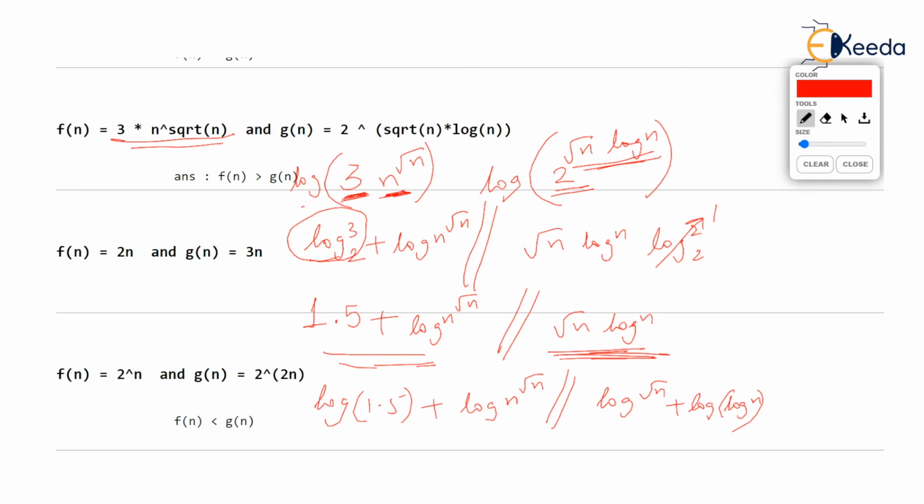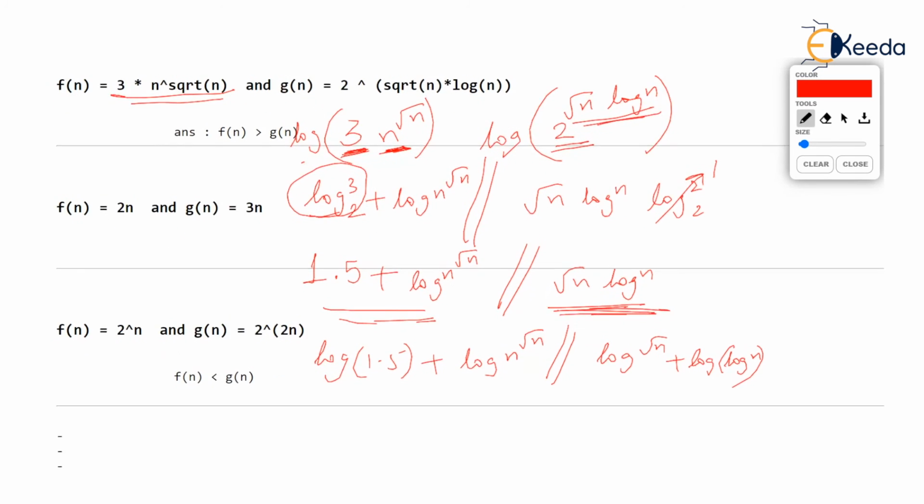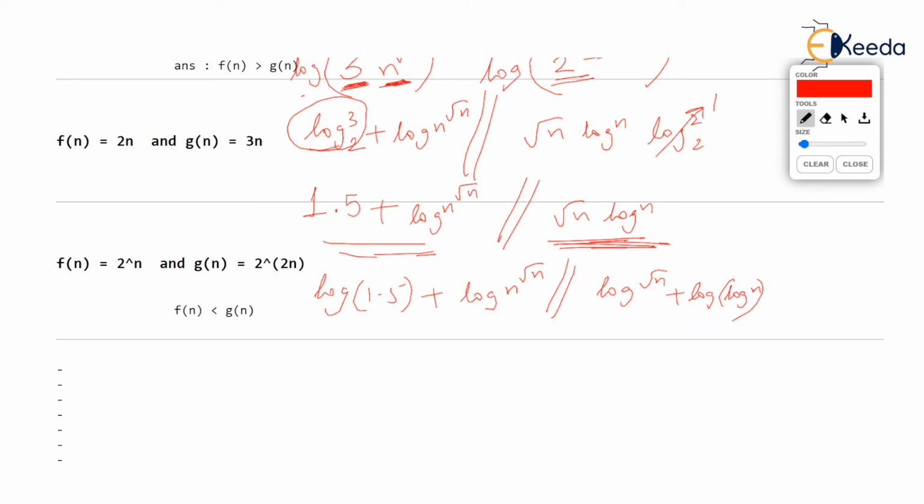When you take log, they get added, isn't it so? So log of 1.5, let's keep it as it is. Log of 1.5 will be a very small value, plus this will be root n log n. This exponent will come down, and the other part will become, this is log of root n, correct? Log of root n is nothing but log of n raised to half. So this will be half log n plus log of log n.